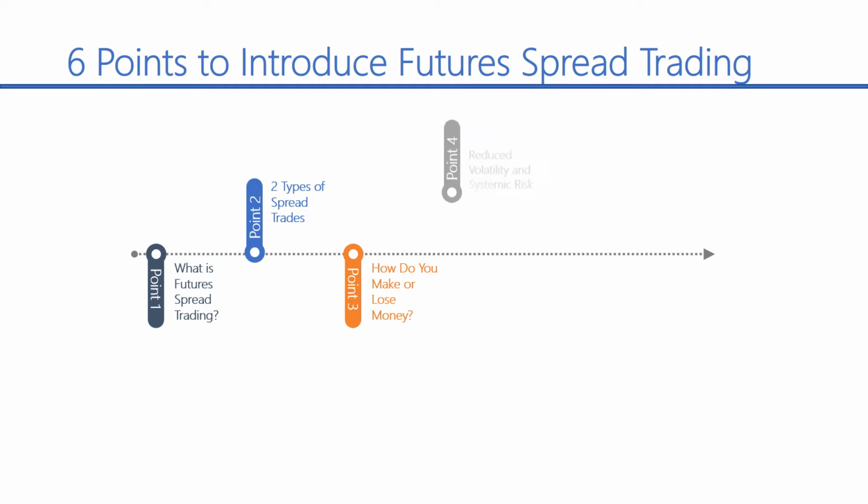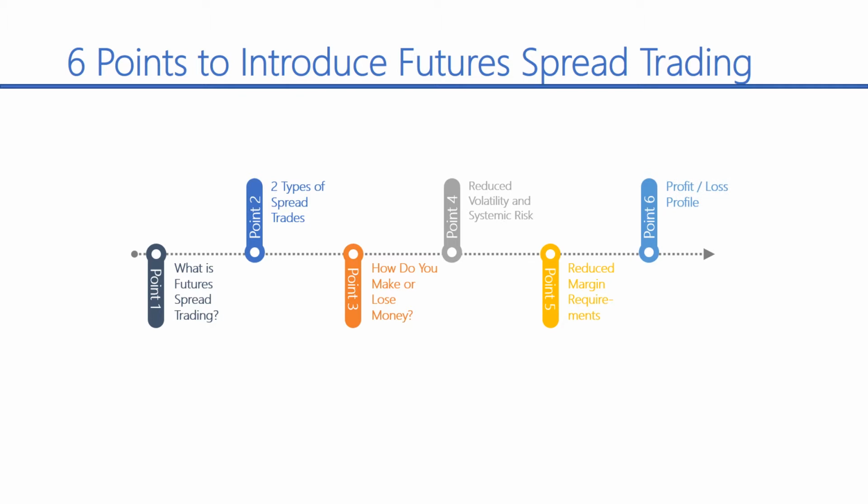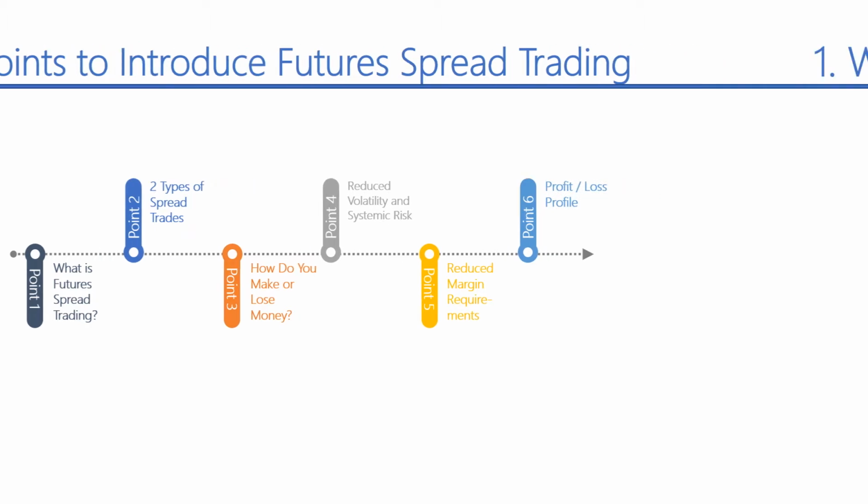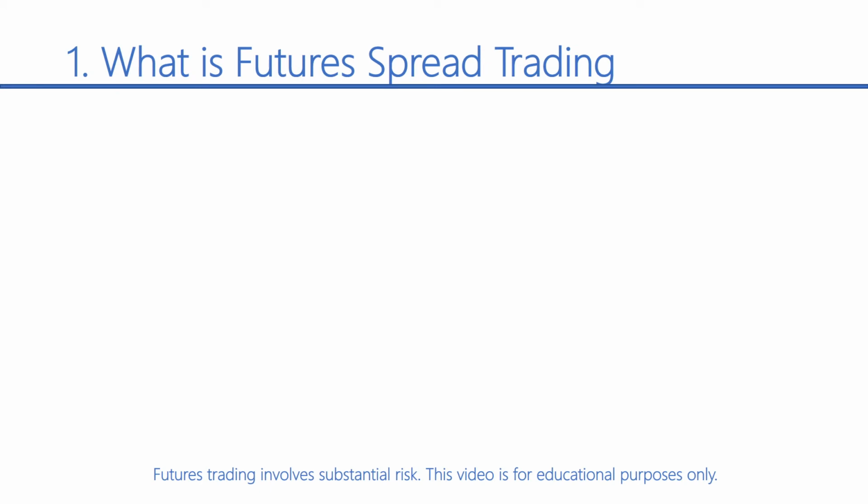Number 4. Spread trading reduces volatility and risk. 5. Spread trading reduces margin requirements. And finally, we'll look at the profit and loss profile of spread trading, which differs from standard futures trading. The first thing to know is, what exactly is spread trading?